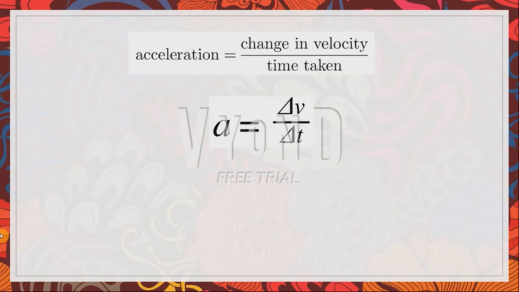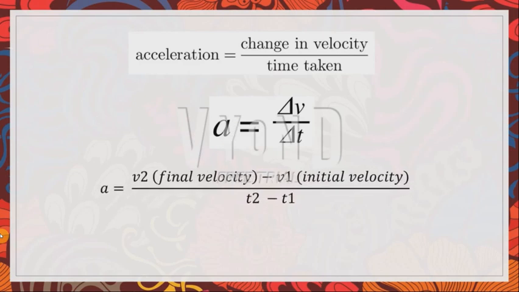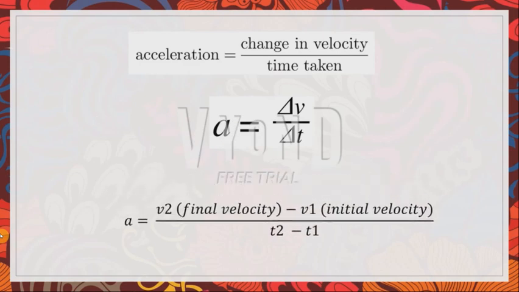So acceleration, a, equals change in velocity, which is delta V, divided by change in time, which is delta T. Delta means change of. When I need to get the change of speed, this means that I need to subtract V2 minus V1. V2 is the final velocity the object reaches, and V1 is the initial velocity which the object starts with, and divided by delta T, T2 minus T1.